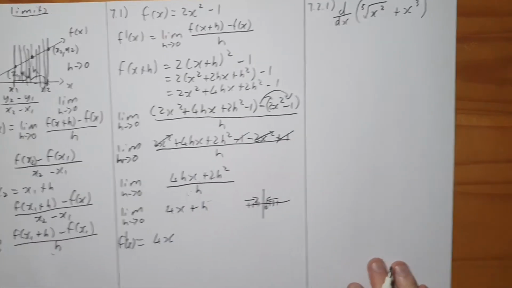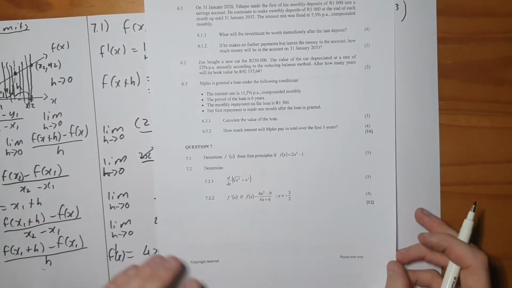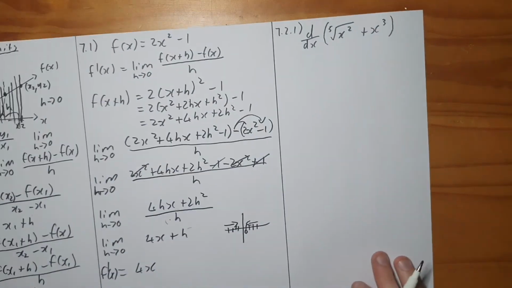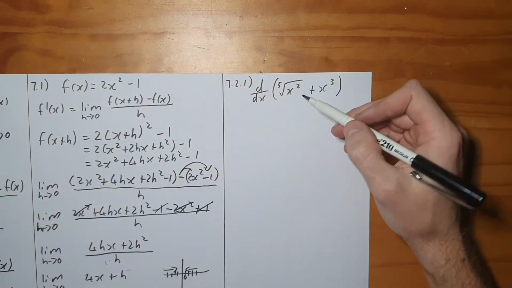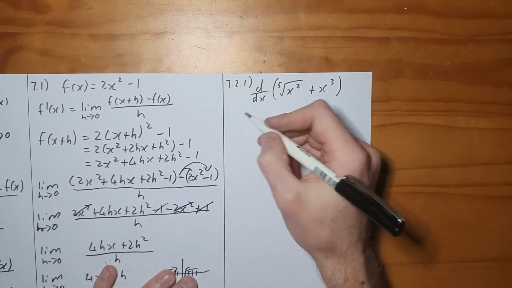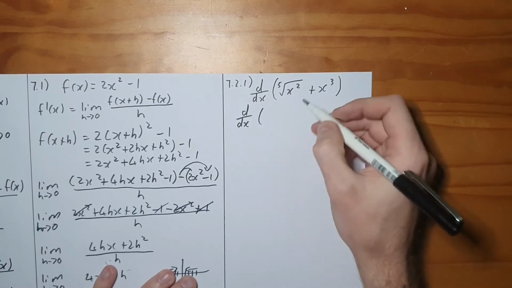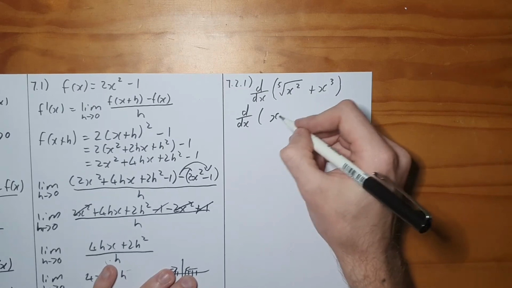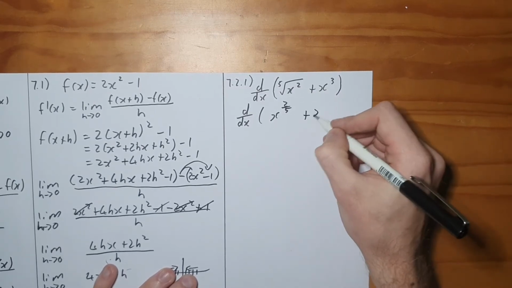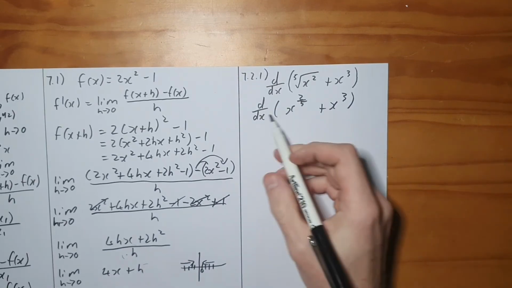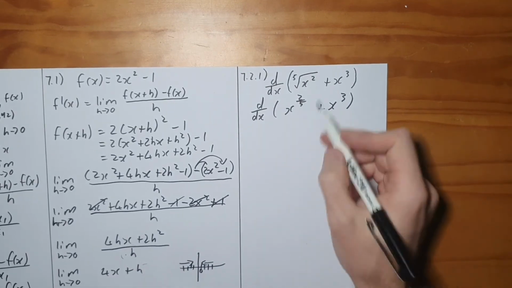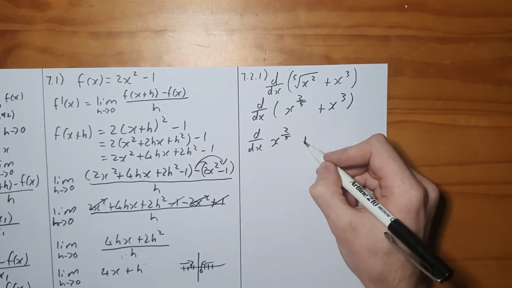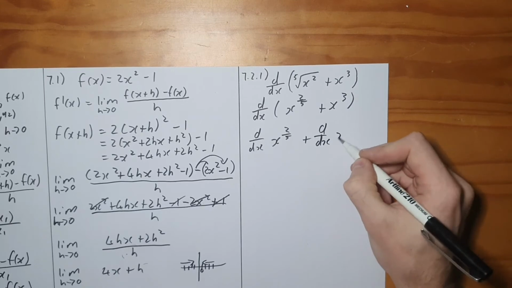Okay, now let's have a look at 7.2.1. 7.2.1 says determine the following derivative. Whenever it's given as a root, the easiest thing to first do is write in exponent form. So I'm going to write d/dx of, because it's the fifth root, the 5 goes to the bottom, so it's x to the 2 over 5 plus x cubed. Now we can do the derivative of each one on its own. So d/dx of x to the 2 over 5 plus d/dx of x cubed.